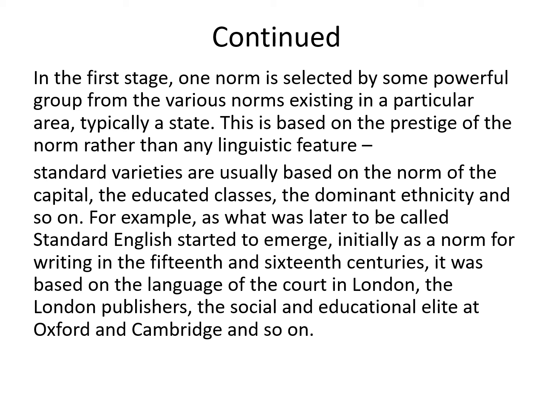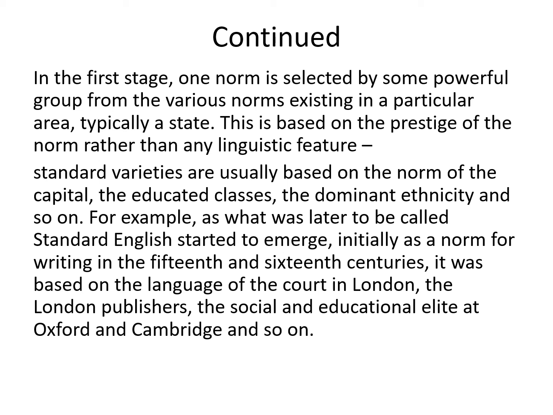So in the first stage, one norm is selected by some powerful group. Who are the powerful group? Definitely educated people or elite class or researchers or teachers. So these are the powerful groups, from the various norms existing in a particular area. Typically, this is based on the prestige of the norm rather than any linguistic feature. Standardized varieties are usually based on the norms of the capital, the educated classes, the dominant ethnicity, and so on.